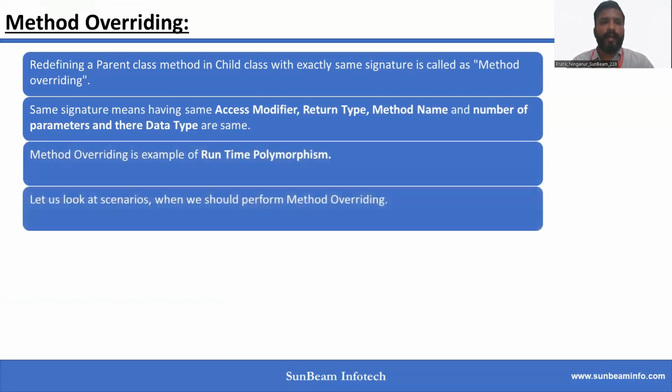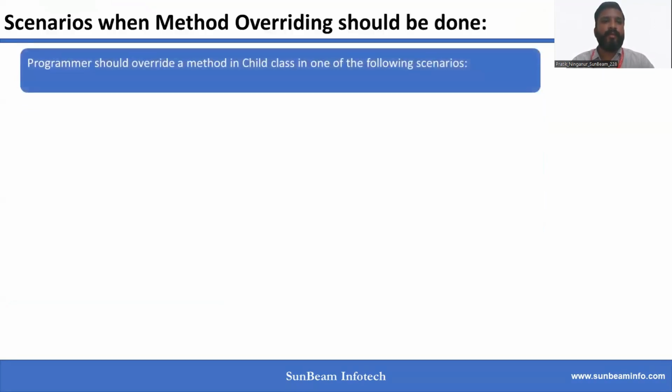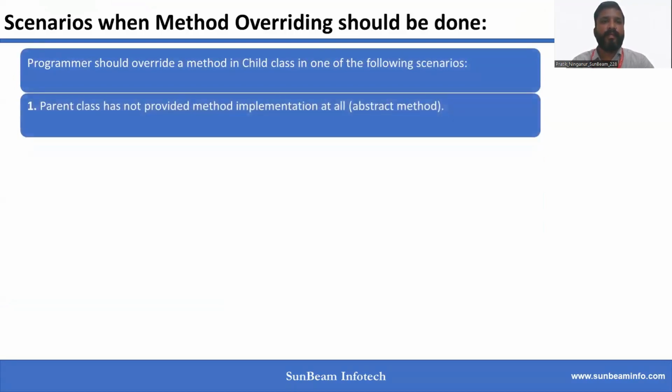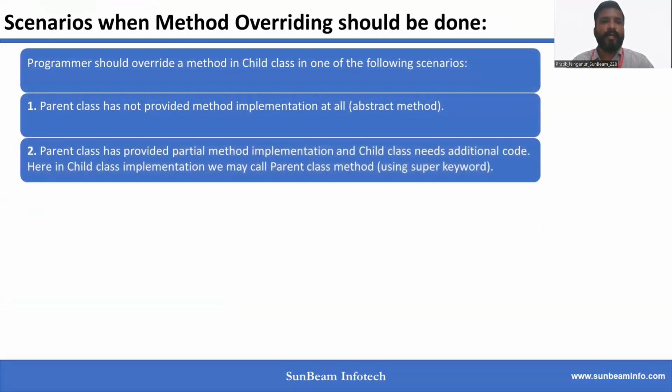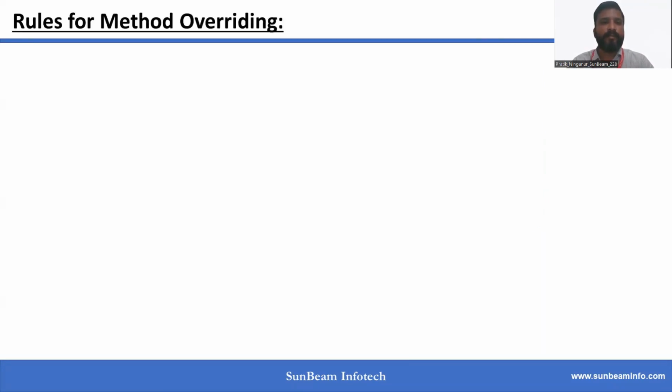Now let us look at the scenarios when we should perform method overriding. There are three scenarios where a programmer should override a method in a child class. First, if the parent class has not provided any method implementation at all. Second, if the parent class has provided partial implementation and in the child class we need some additional implementation. Here in the child class implementation we may call the parent class method by using the super keyword. Third, a child class method requires a totally different implementation than the one in the parent class method.